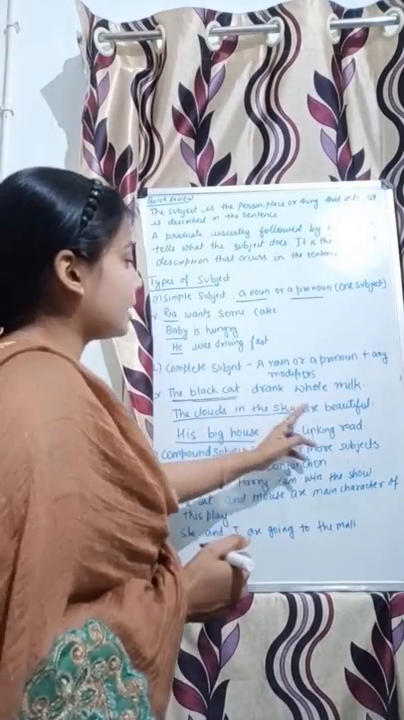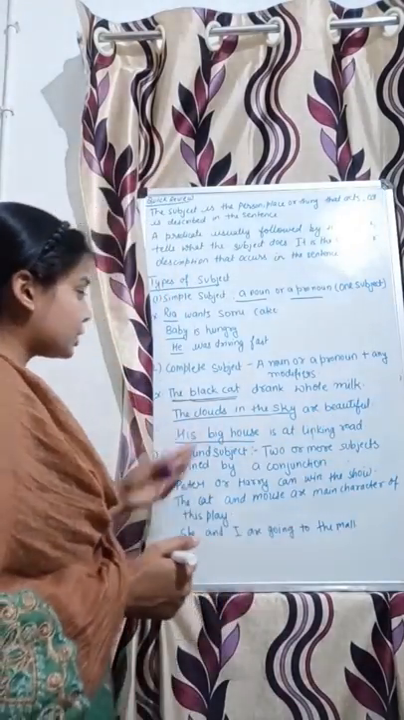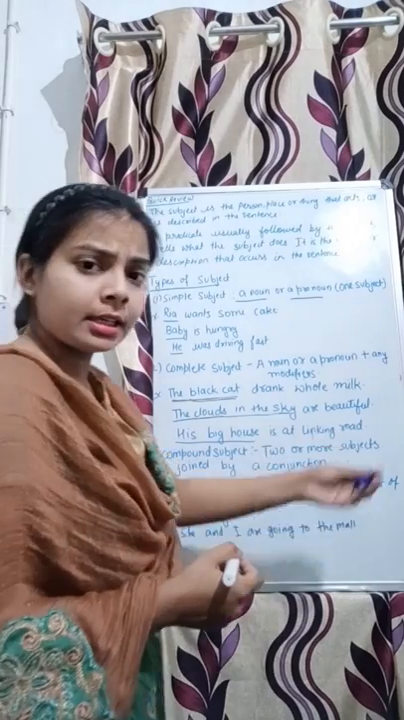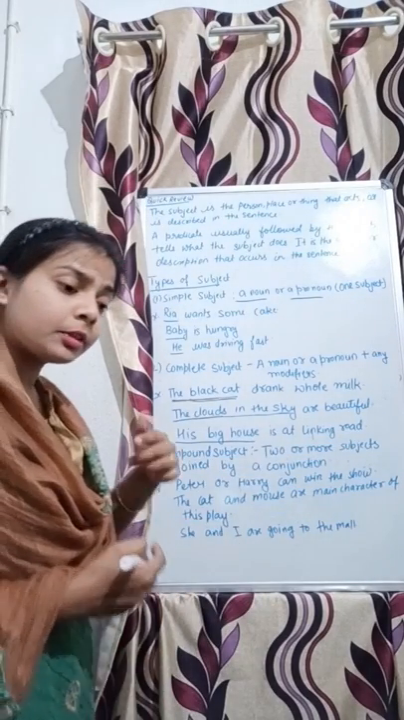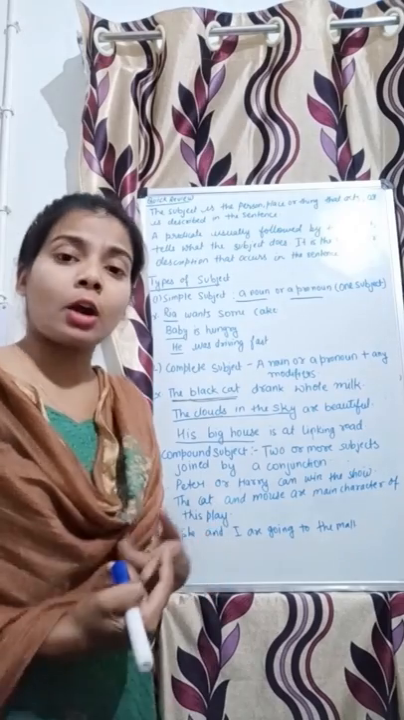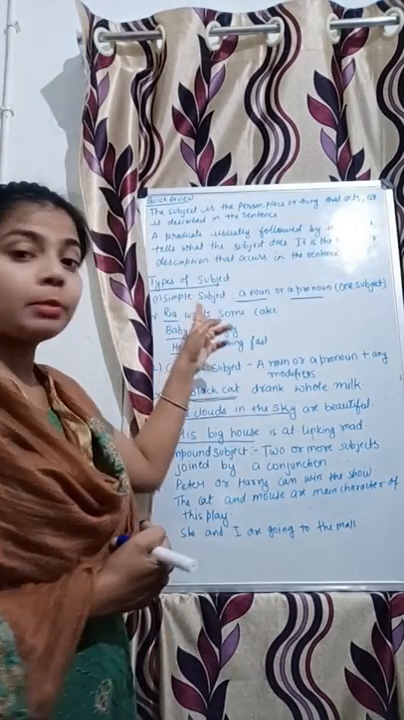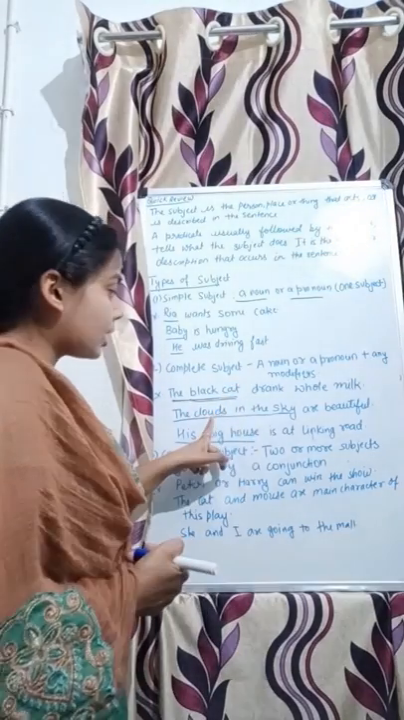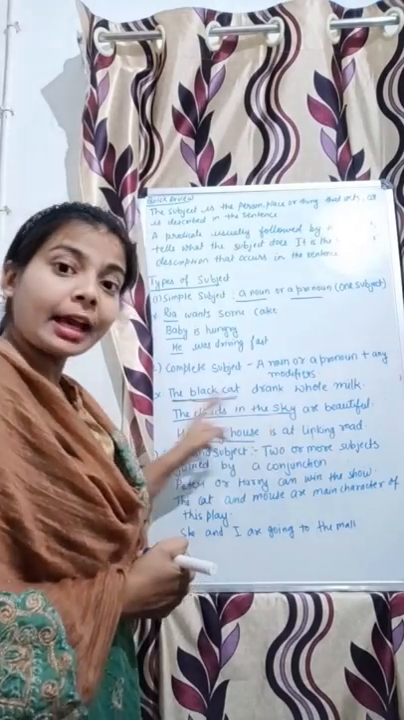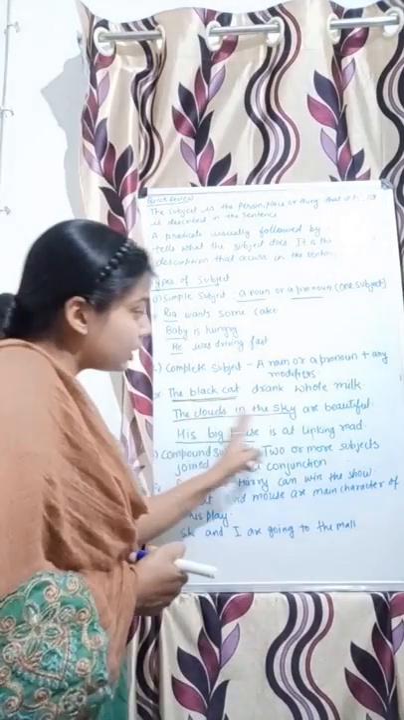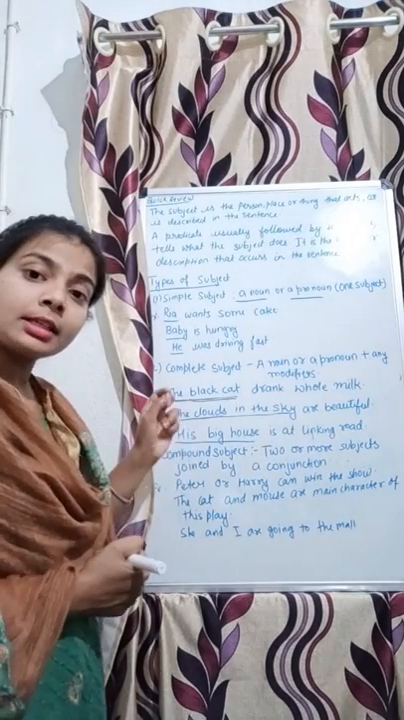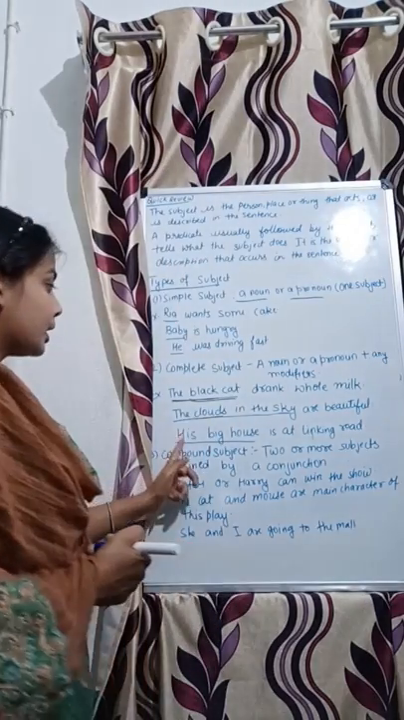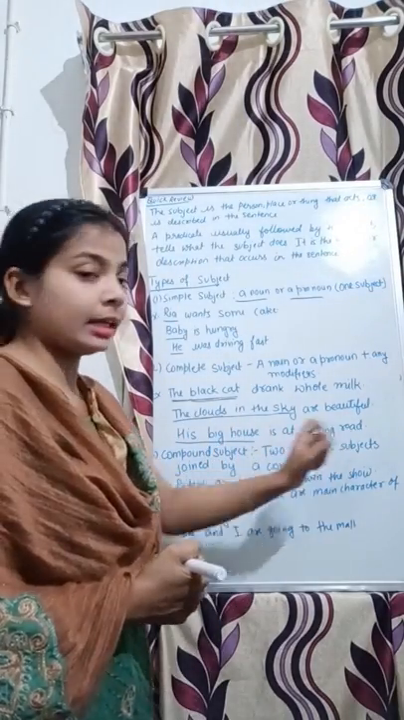The clouds in the sky are beautiful. Now again, this sentence is all about the clouds. It could be like the sky is beautiful or the clouds are beautiful, but then it would again become a simple subject. But here there are clouds which are described by the words in the sky, and the article also. So the whole group of words is the subject, and it comes under complete subject.